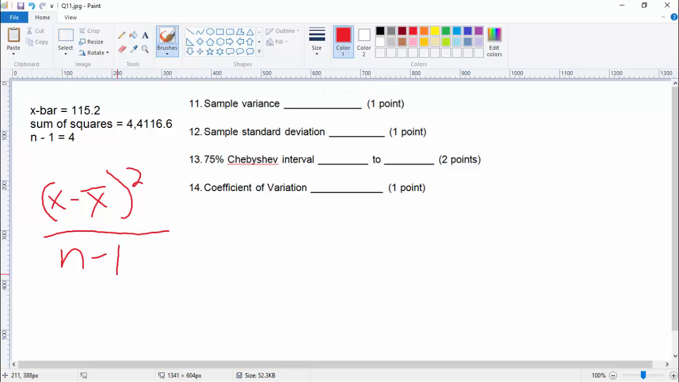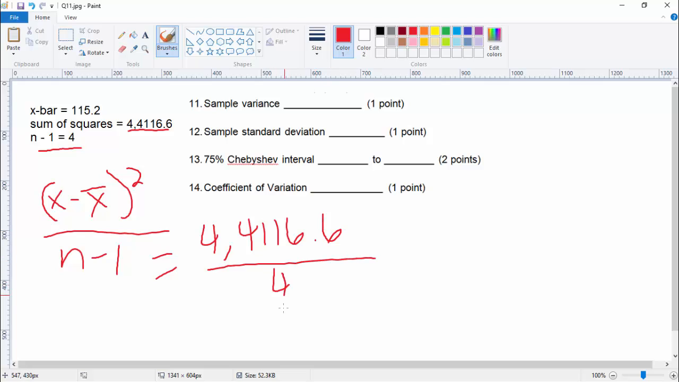Well, look at that. We've got the sums of squares here, so that's upstairs, and we got n minus 1 here, that's downstairs. So basically that's just 44116.6 divided by 4, right? And what do you end up with? Well, if you do it right, you get 1,029.2. Okay, so that would go here, 1,029.2.